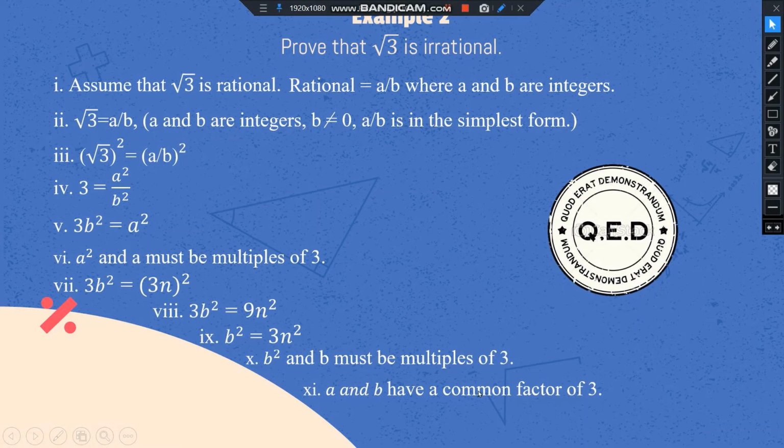But this is a contradiction, because in the beginning we said that a over b is in its simplest form. Therefore, they cannot have any common multiples.